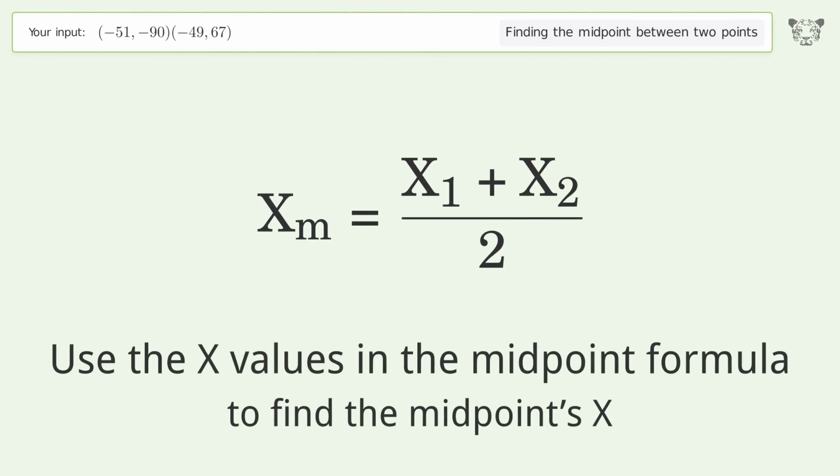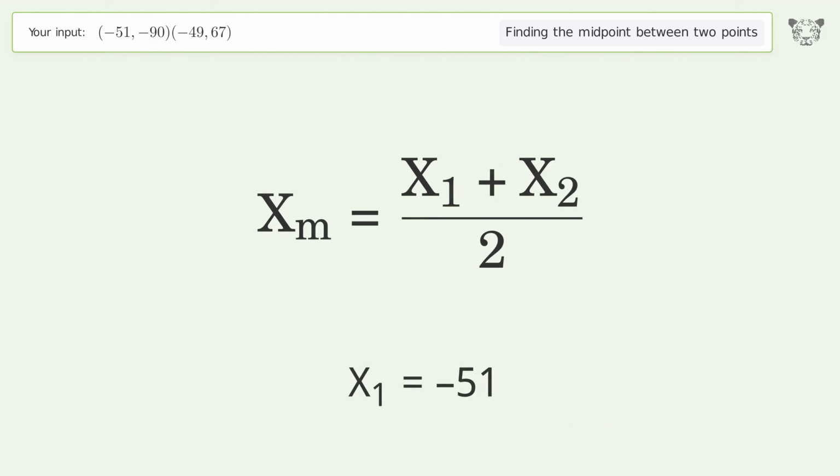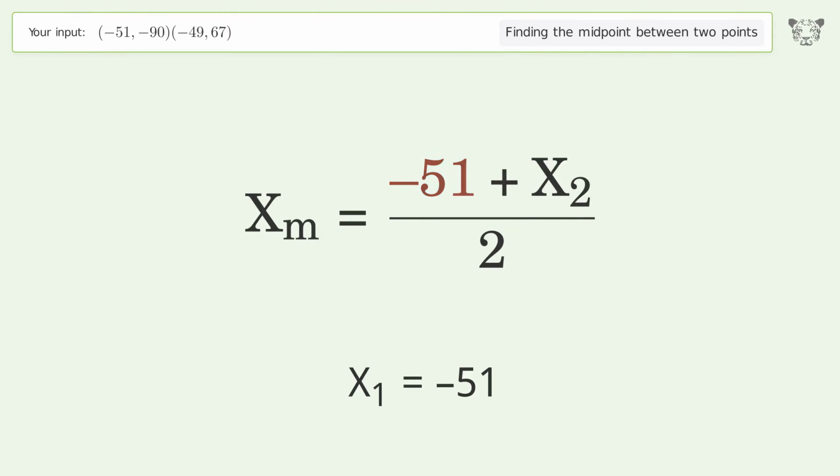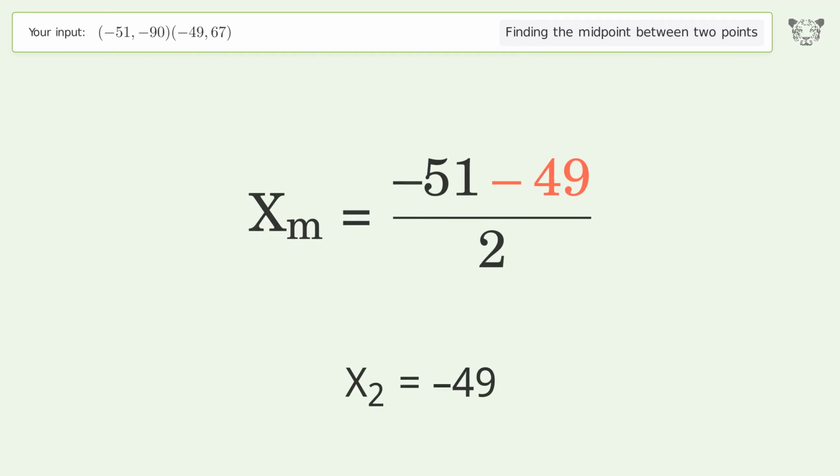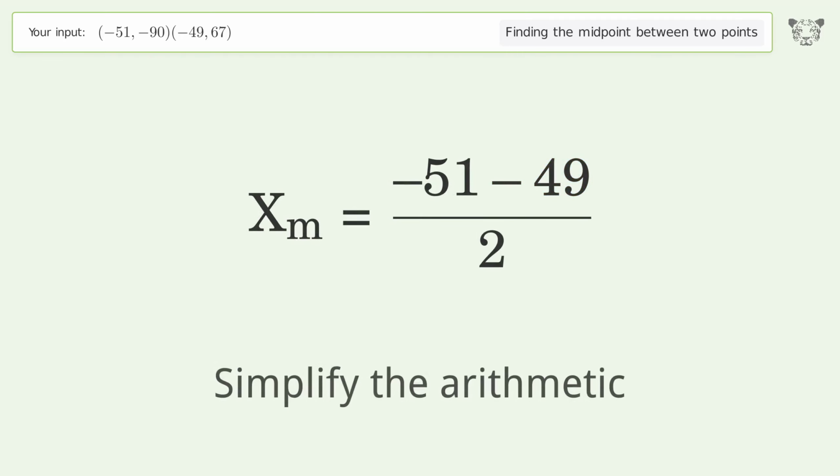Use the x values in the midpoint formula to find the midpoints x. x1 equals -51. x2 equals -49. Simplify the arithmetic.